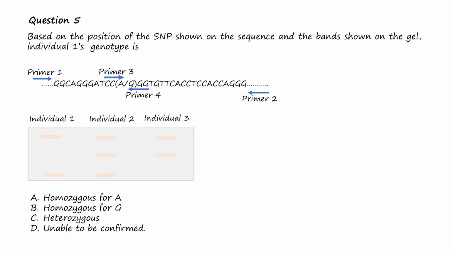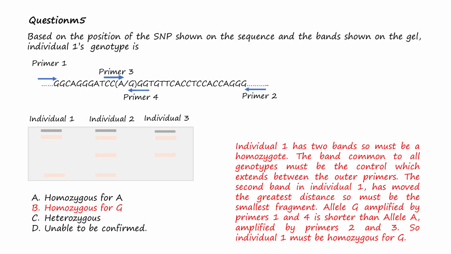Question 5. Based on the position of the SNP shown on the sequence and the bands shown on the gel, individual 1's genotype is A. Homozygous for A, B. Homozygous for G, C. Heterozygous, D. Unable to be confirmed. The answer is B. Homozygous for G.